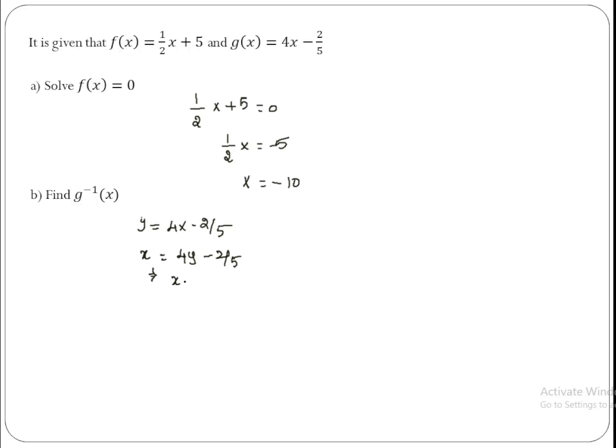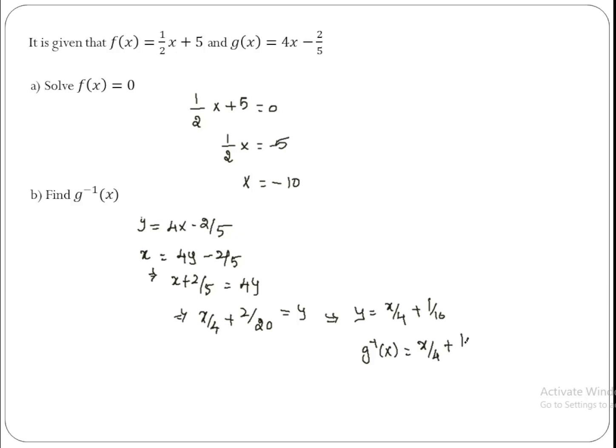So shall we rearrange? x plus 2 by 5 equal to 4y. And we have to divide by 4 on both sides. x by 4, 2 by 20 equal to y. When we simplify, we get y equal to x by 4 plus 1 by 10. So g inverse of x equal to x by 4 plus 1 by 10. Okay.